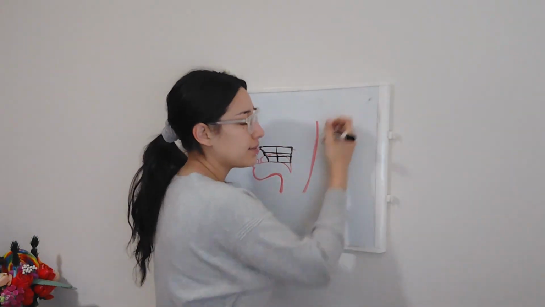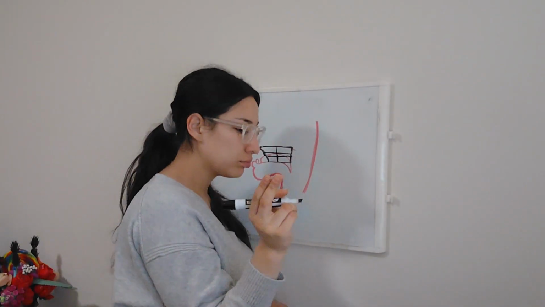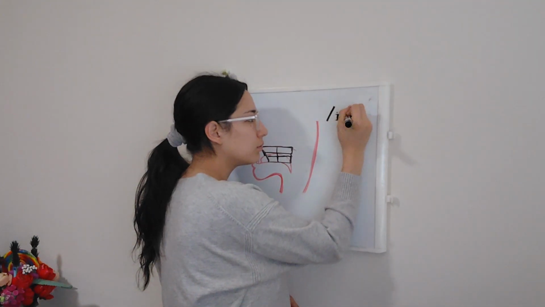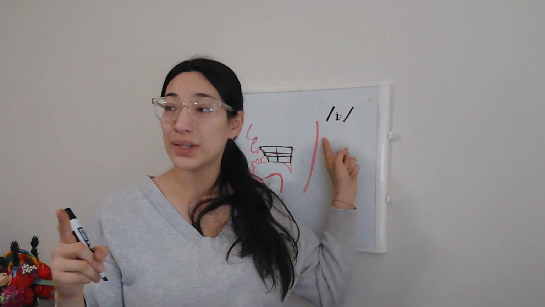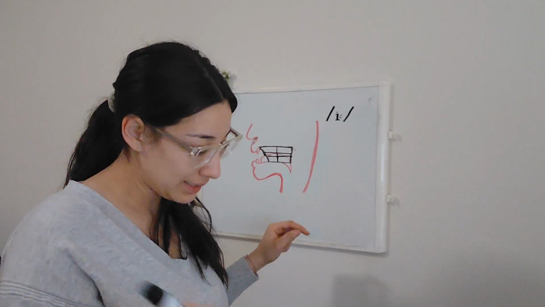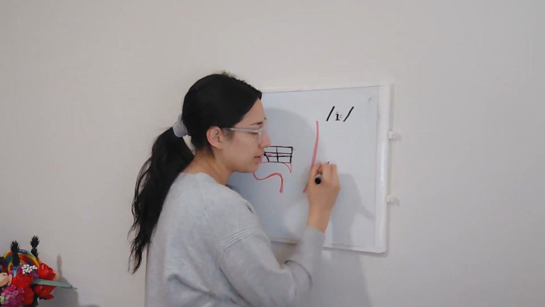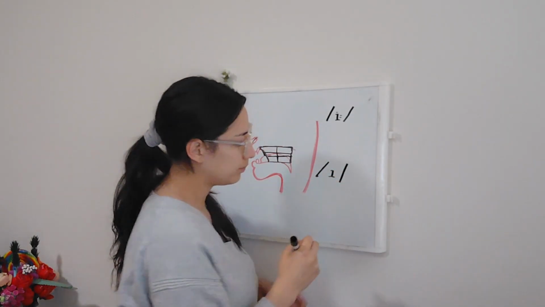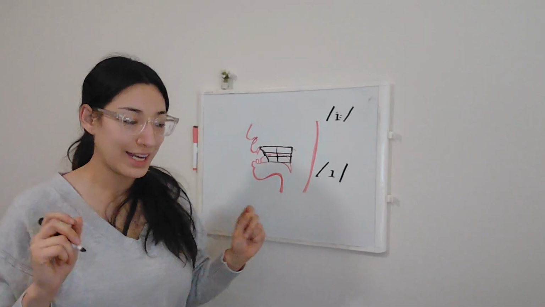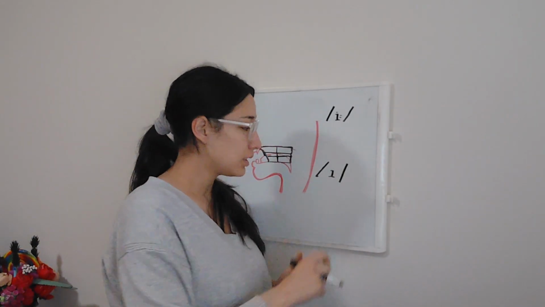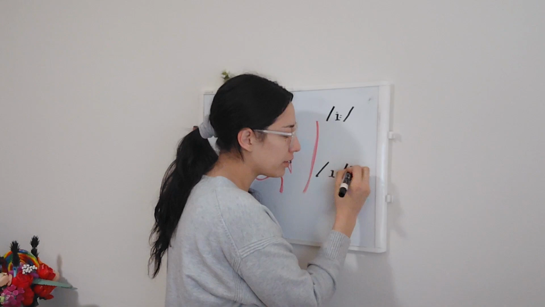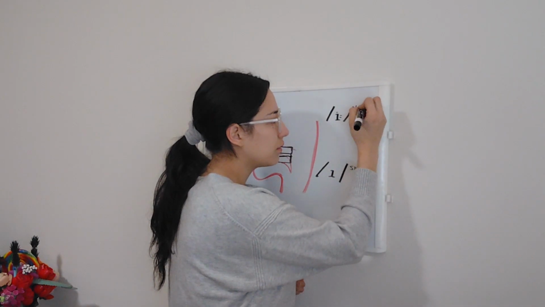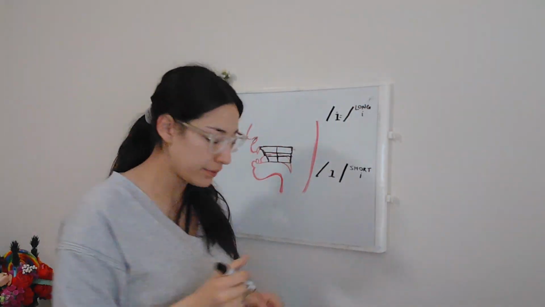Now we got the long I sound, which is this symbol. There we go. That's how it looks for the phonetic alphabet. And then we got the short I sound, which is this symbol. That's how they look. Now, this is short, this is long. So we're gonna put short here. Short I. Long I.